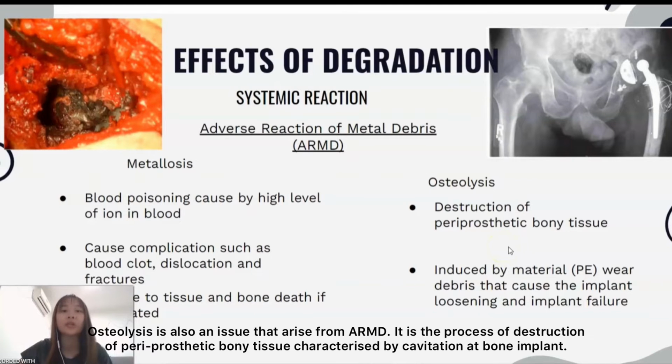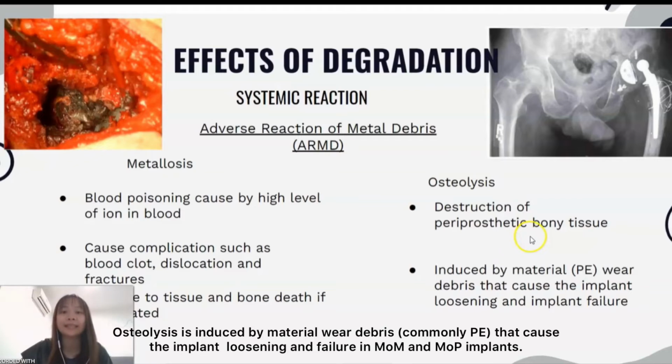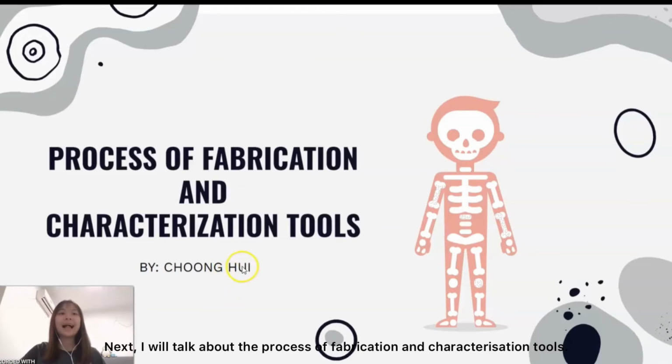Osteolysis is also an issue that arises from ARMD. Osteolysis is the process of destruction of periprosthetic bony tissue characterized by cavitation at the bone-implant interface. Osteolysis is induced by material wear debris, commonly PE, that causes implant loosening and failure in metal-on-metal and metal-on-polyethylene implants. Next, I will talk about the process of fabrication and characterization tools.